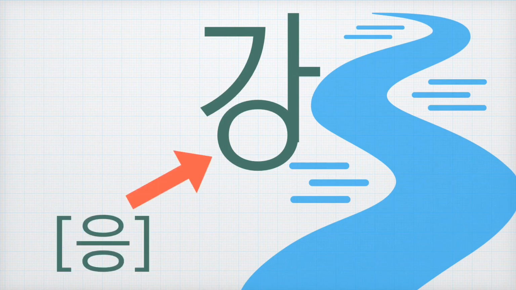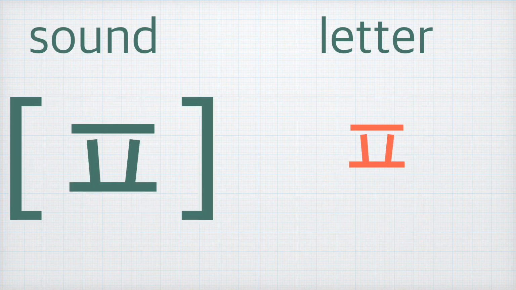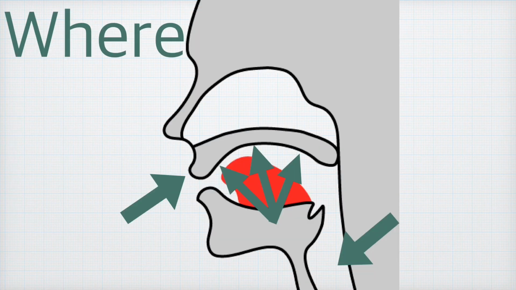Also, Korean consonants are very intuitive, at least compared to English. The F sound in English can be indicated in different ways when you look at fire, photo, or cough. But in Korean, all the letters of consonants and the pronunciation of it makes a one-by-one match. This makes the classifying work so much easier, you'll see. Now this is the main event of this video.